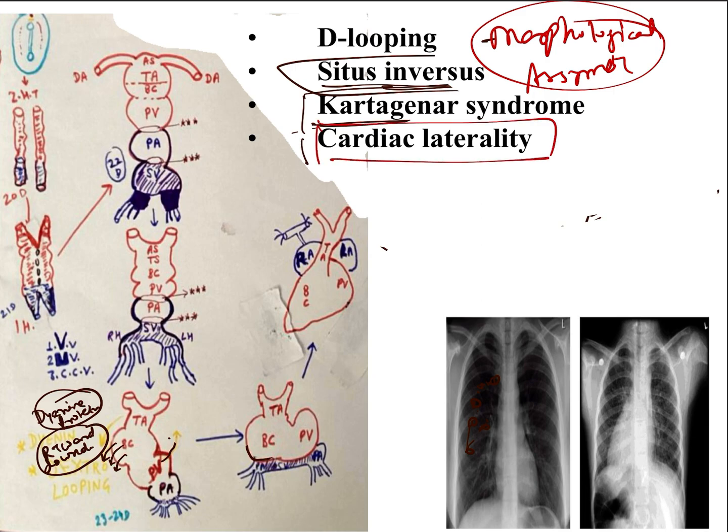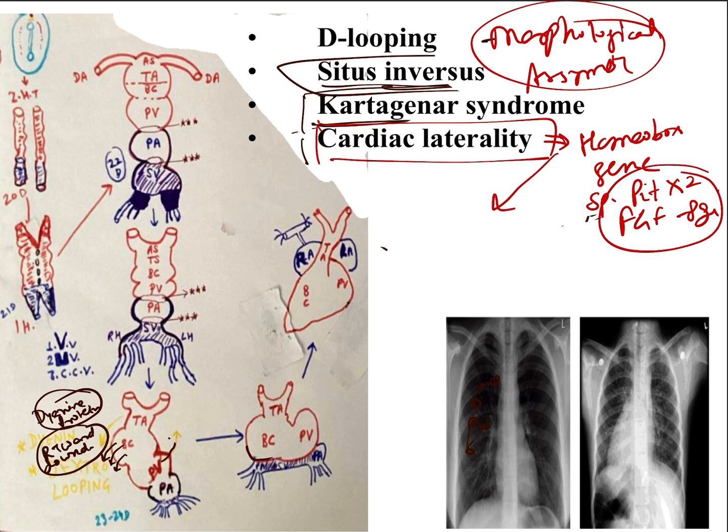Why does cardiac laterality occur? Responsible genes for cardiac laterality are homeobox genes, especially the PITX2 gene and FGF8 gene, and two chemical transmitters. One is serotonin or 5-hydroxytryptamine and another is MAO.